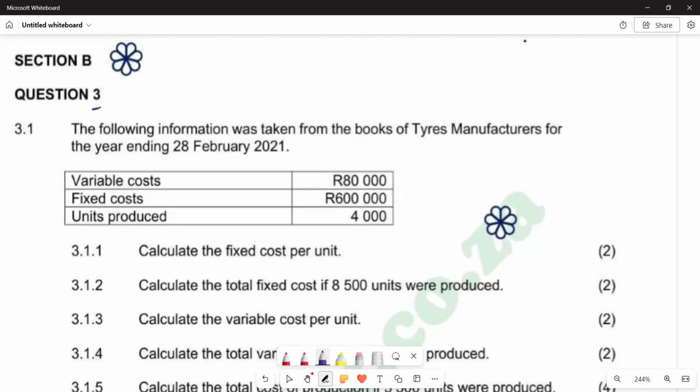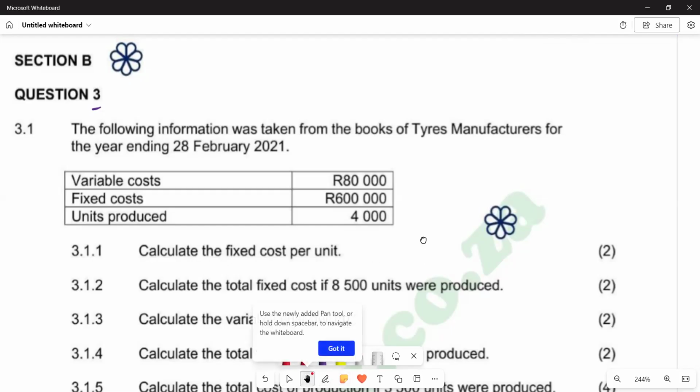So we're given a table where we have a variable cost of 80,000 rands, fixed cost of 600,000 rands, and units produced 4,000. On the first part, 3.1.1, it reads: calculate the fixed cost per unit. First we put down the formula, then we substitute the figures given in the table. Fixed costs are the costs that do not vary with the level of production. Whether they produce 1,000 units or 0 units, we are going to incur the same amount of fixed costs.